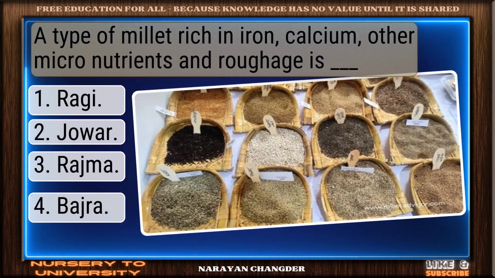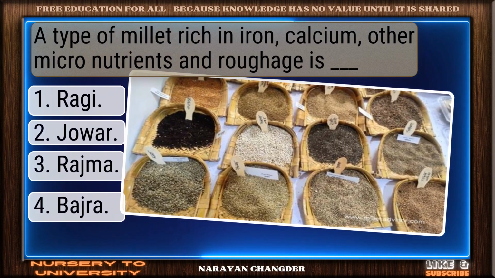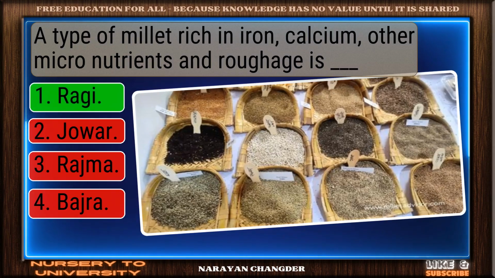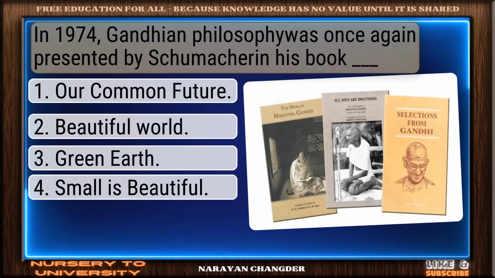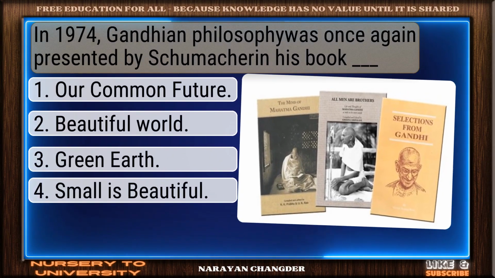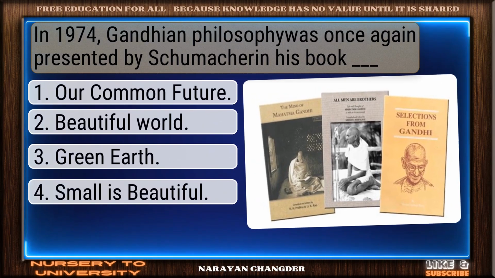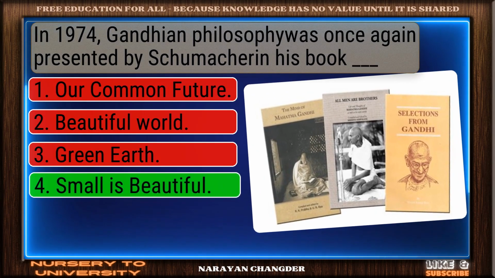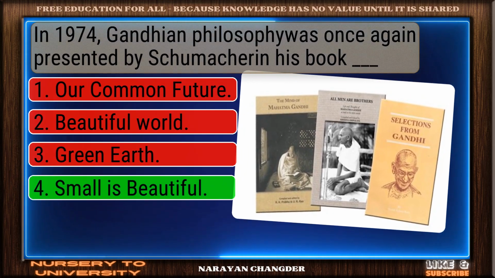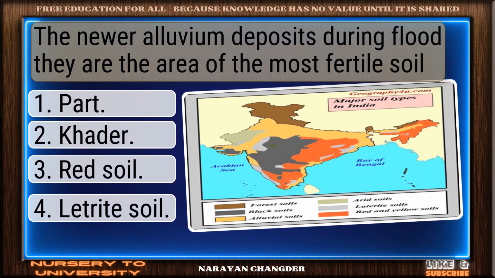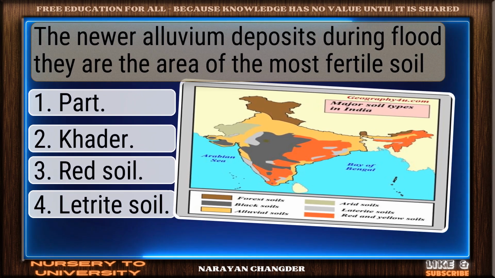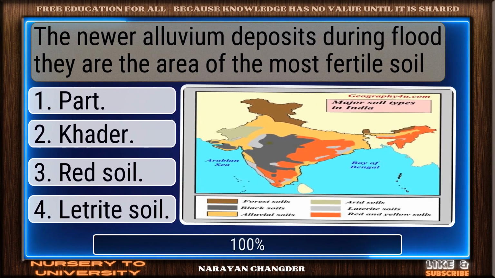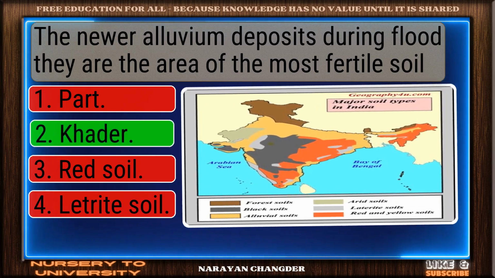A type of millet rich in iron, calcium, other micronutrients and roughage is dash. Clear logic. Ragi is sound. In 1974, Gandhian philosophy was once again presented by Schumacher in his book dash. Great job. Small is Beautiful is accurate. The newer alluvium deposited during floods is the area of the most fertile soil. Right again. Khadar is valid.